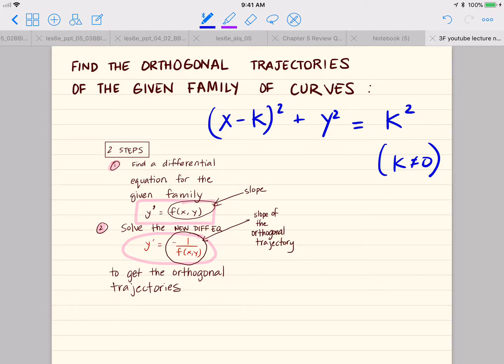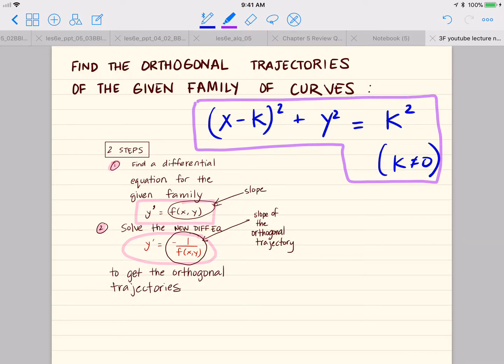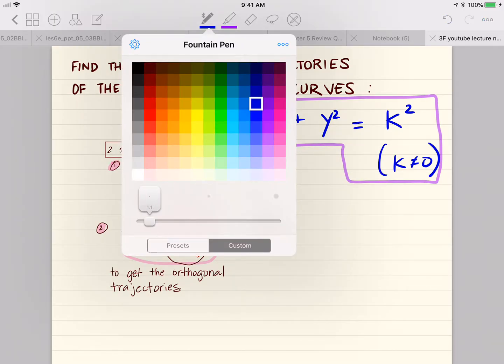Okay, let's look at our second example. In this example, we were again finding orthogonal trajectories. And instead of parabolas, now we have this as our family of curves. What curves are these? These are going to be circles centered at k comma 0 with the radius of k.